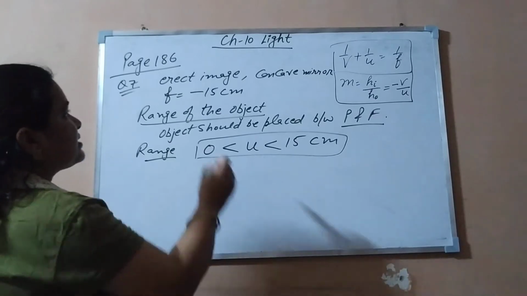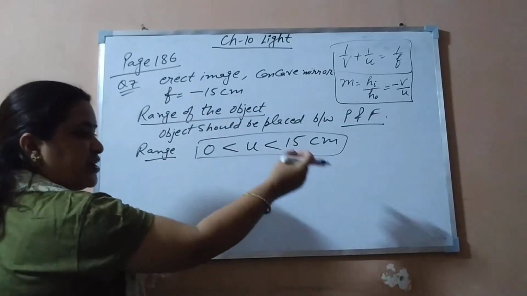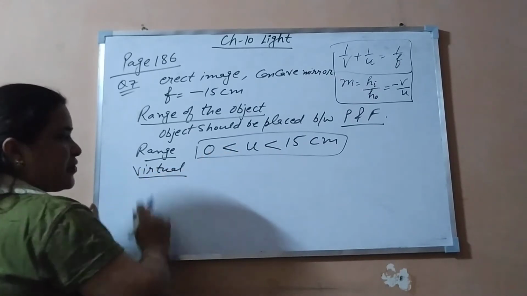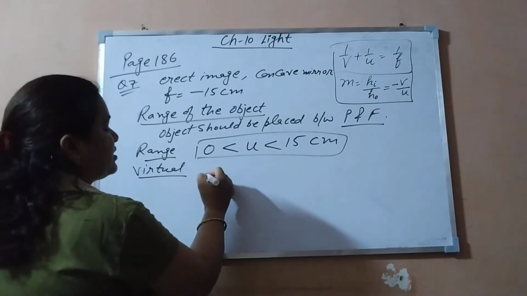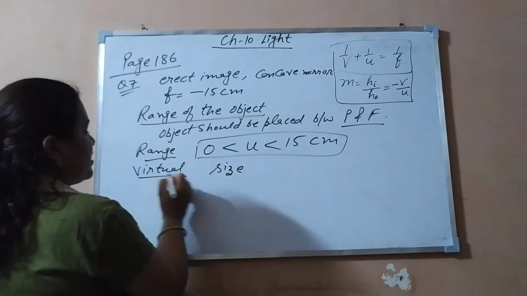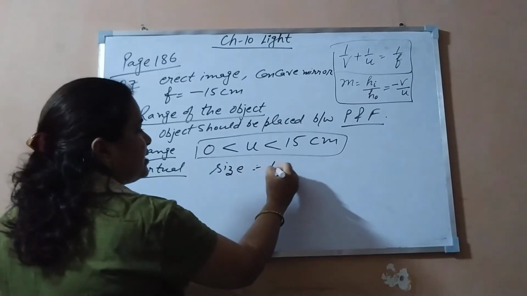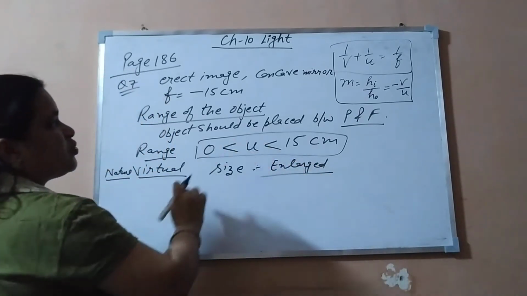Clear? Erect image is there, and we know that when the object is placed very near to the pole, it forms a virtual image, not real. It will form behind the mirror. And what is the nature of that? Virtual. And what is the size? Enlarged. This we have already done, but using this we are doing it today.